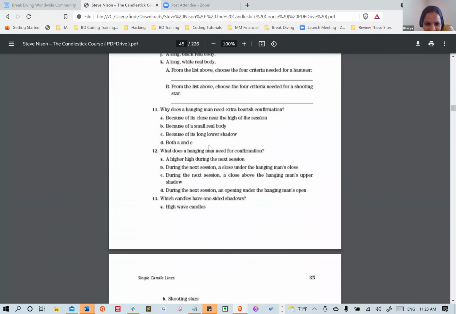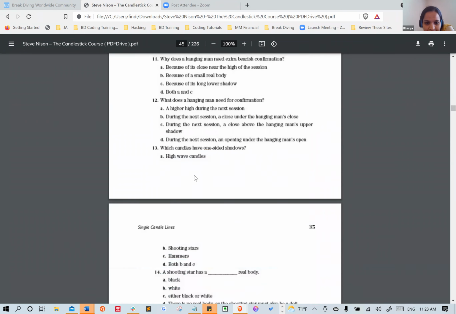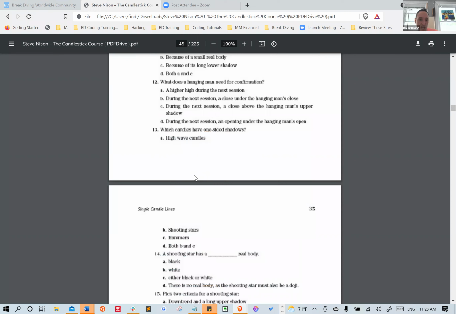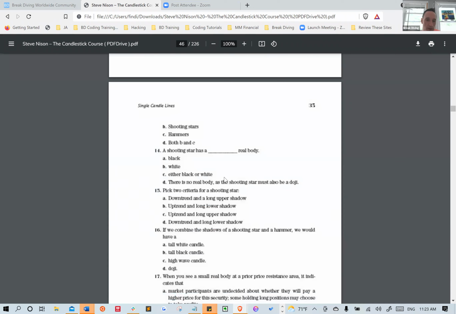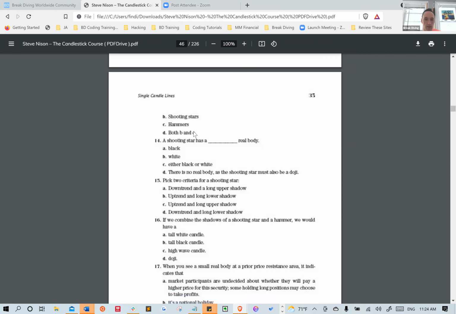Okay. We did well. Which candles have a one-sided shadow? A hammer does, and a shooting star. Right. So B and C. Both, yeah. What do you say for 14? Shooting star has a dash real body, black or white. Yeah. Okay, I agree.